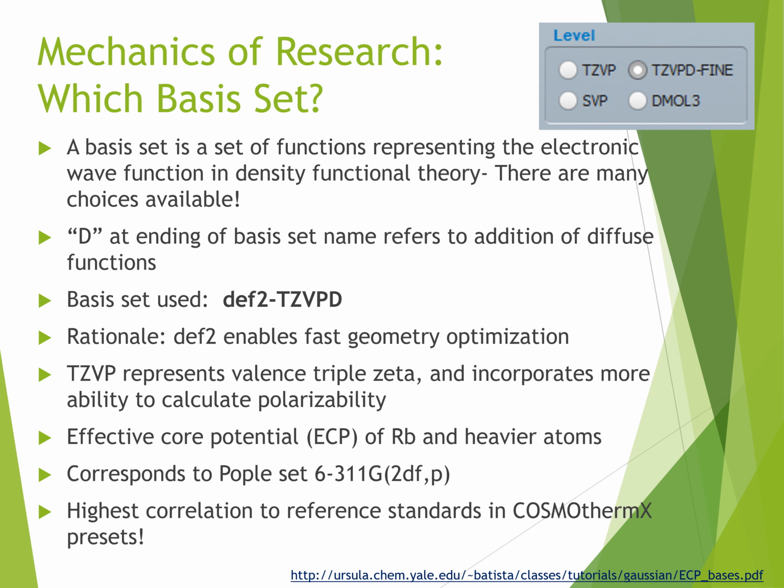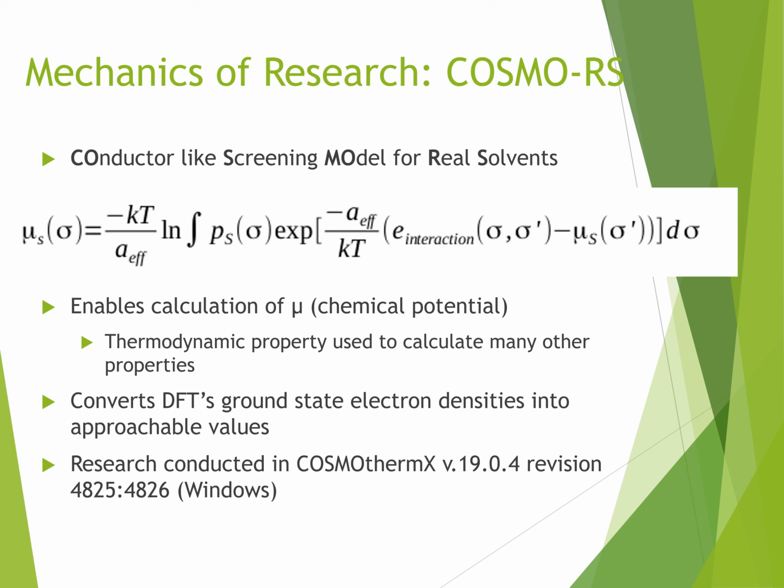This corresponds to the Pople set 6-311G with 2DF and P, and this is the highest correlation to reference standards within the COSMOtherm X presets, which we see here are between TZVP, SVP, DMOL3, and our choice of TZVPD-fine. A software suite called COSMO-RS is the tool used to generate the theoretical parameters for this research.